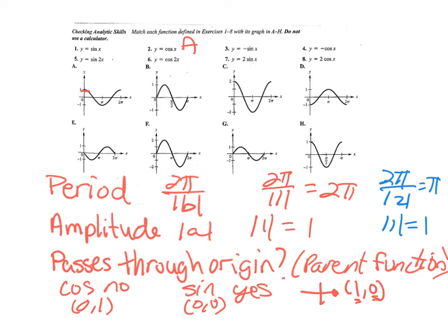So I want a period of pi. B has a period of pi, but it goes through the origin. The next one that has a period of pi is H. H has a period of pi. It has an amplitude of 1, and it does not go through the origin. So 6 is H.